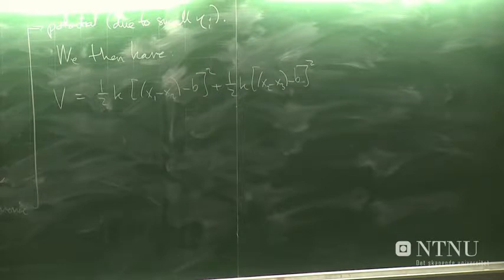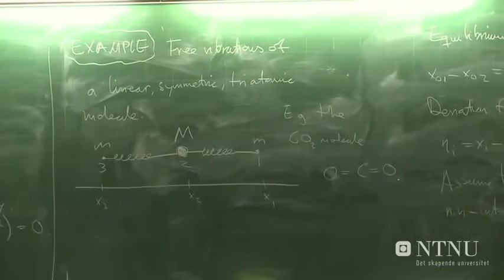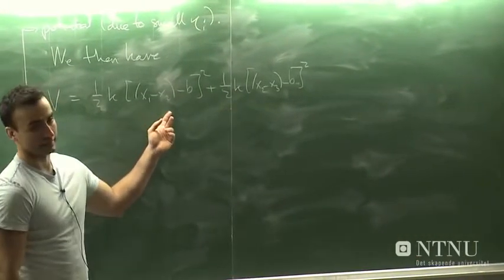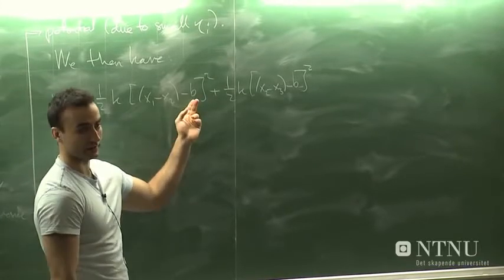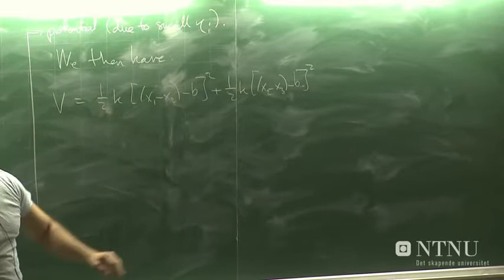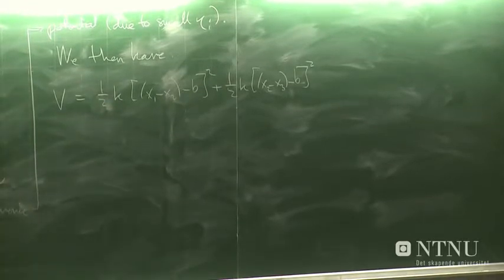For symmetry reasons, the spring constant associated with the interaction between 1 and 2 and 3 and 2 should be the same. And the distance between them can be written like this, in terms of the equilibrium distance. So you see that if x1 and x2, the actual positions of the oxygen atoms, are in their equilibrium configurations, then this vanishes. So there's no potential energy in the equilibrium position.